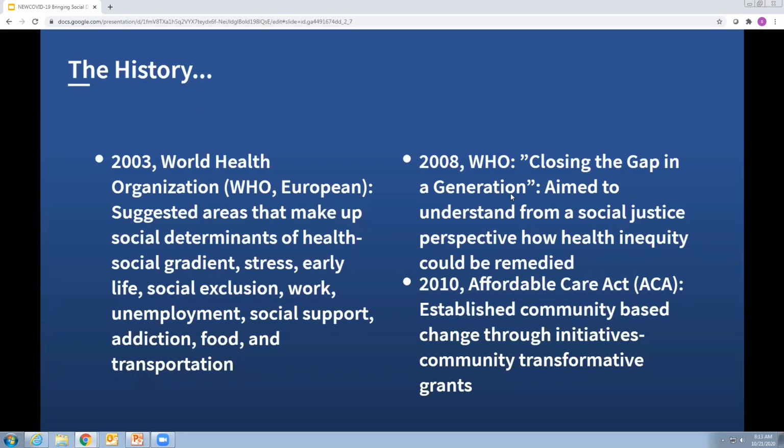They defined the social determinants of health as areas that are made up of social gradients, stress, early life experiences, social exclusion. In 2008, the World Health Organization aimed to close the gap. They aimed to close that gap in a generation, which has yet to happen, and they aim to understand social injustice and health equity. In 2010, the Affordable Care Act established community-based change and initiatives to try to transform communities and give them money to be able to build up communities, so that healthy communities result in healthy people.